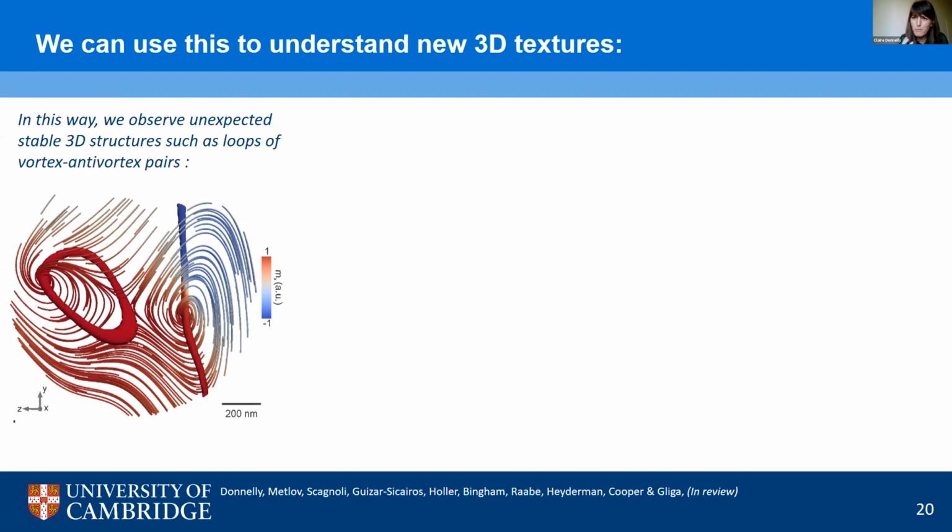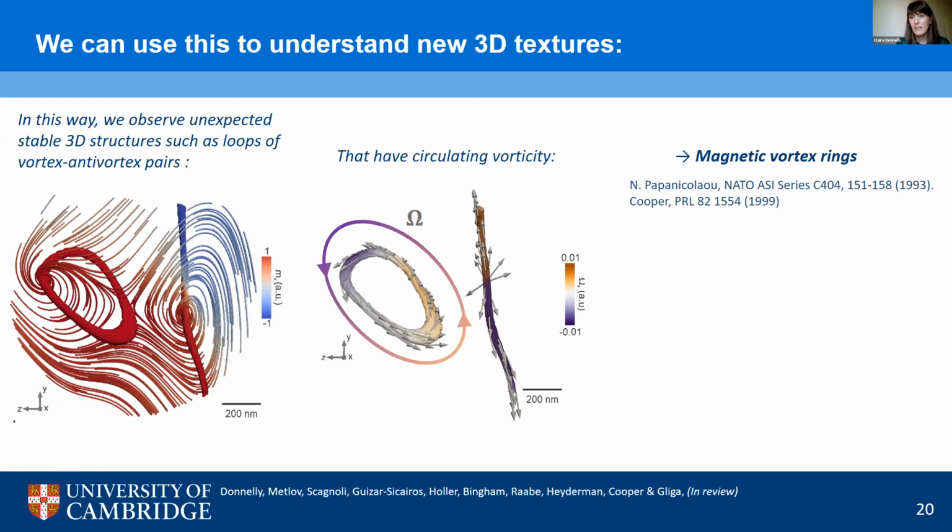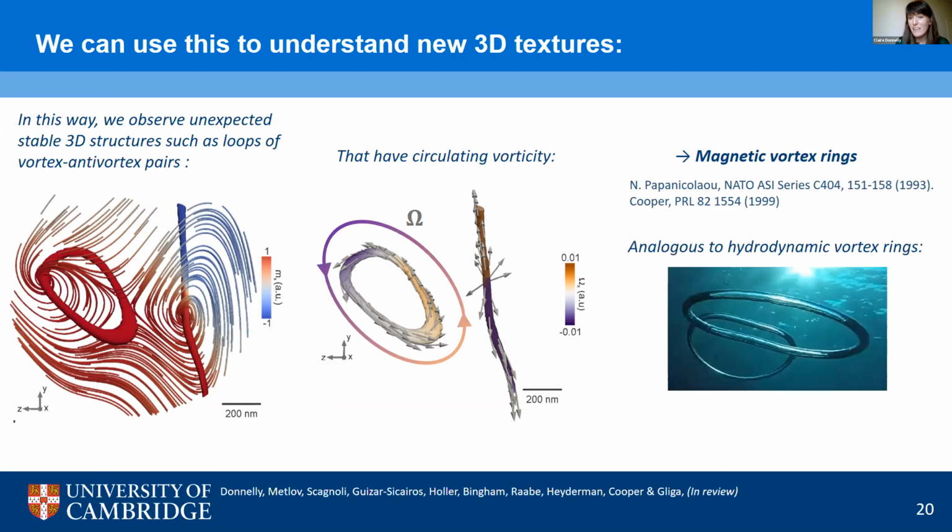It was a demonstration of an object that appeared to be stable within the bulk of our pillar. But it wasn't until we looked at the magnetic vorticity vector that we got a deeper insight. Indeed, when we plot the vorticity vector as these arrows in the tube, we see that the vorticity is circulating around the tube. And what this means is that it is a magnetic vortex ring. These magnetic vortex rings were first predicted by Papanicolaou and Cooper in the 1990s. And they are analogous to hydrodynamic vortex rings, which also exhibit this circulating vorticity of the fluid.